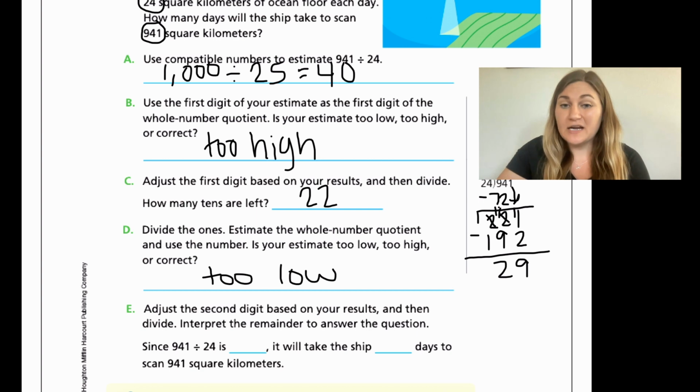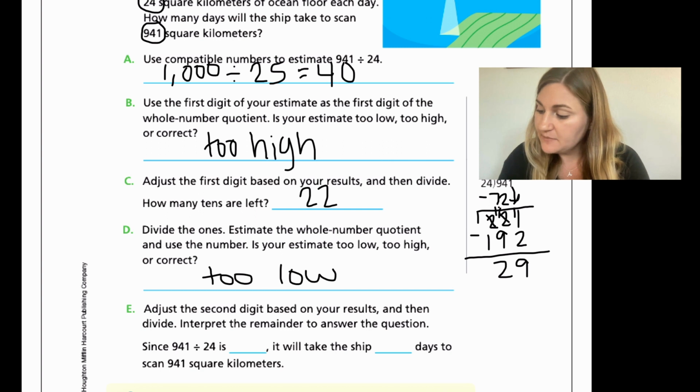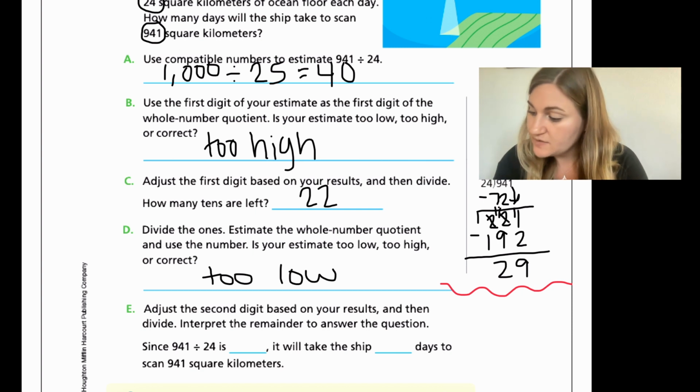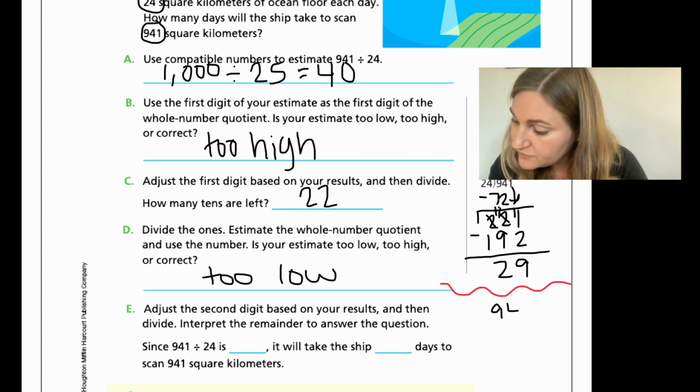Okay, so kind of a bummer. What I need to do is erase. Because I'm on the iPad, the eraser is not as sensitive as what your eraser would be. So what I'm going to do is I'm going to draw a red line to show I'm going to do the problem over again. So let me go and catch up. So I have 941. It's going to be going into 24.